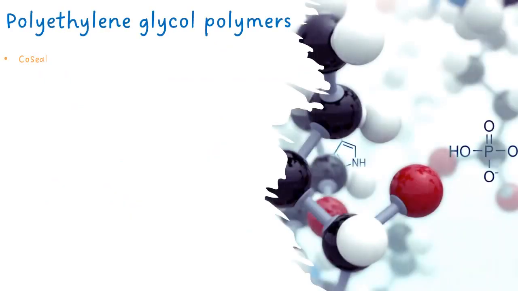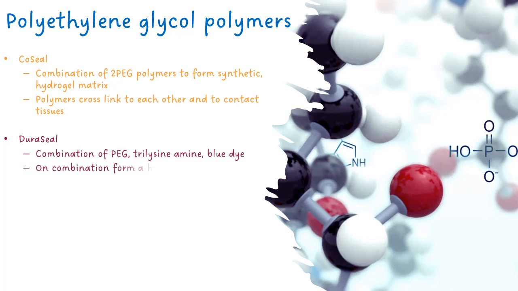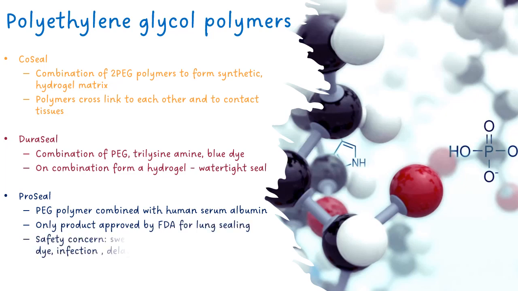The polyethylene glycol polymers are of three types: CoSeal, DuraSeal, or ProSeal. CoSeal is a combination of two polyethylene glycol polymers to form a synthetic hydrogel matrix. The polymers cross-link to each other, and when they come in contact with the tissues, they form a barrier. DuraSeal is a combination of a single polyethylene glycol and trilysine amine and a blue dye. On combination, they form a hydrogel, that is, they give a watertight closure or watertight seal. Finally, the ProSeal type is a polyethylene glycol polymer combined with human serum albumin.